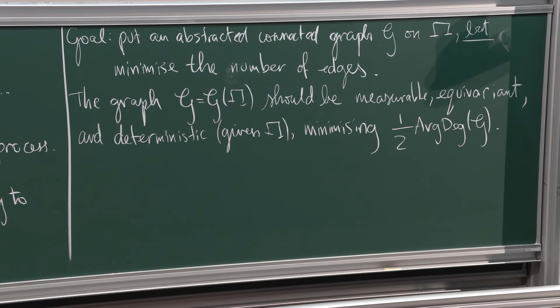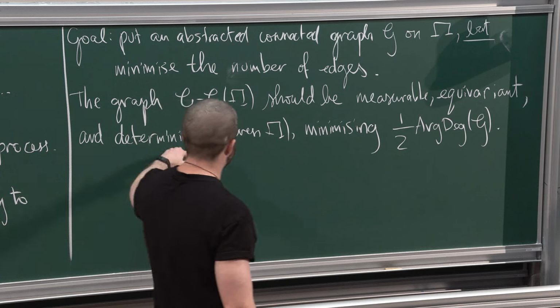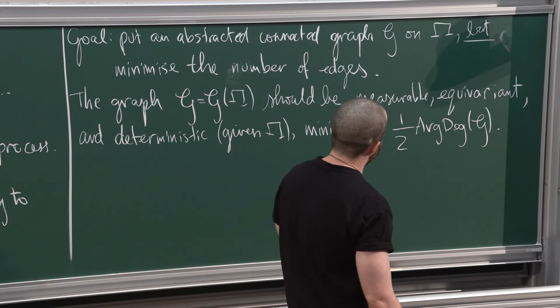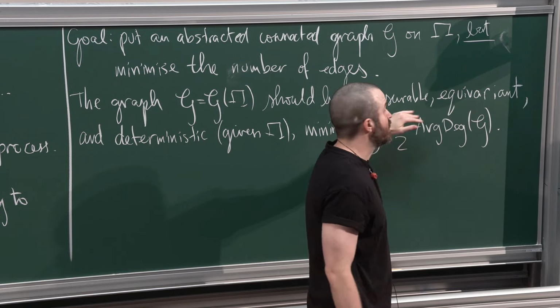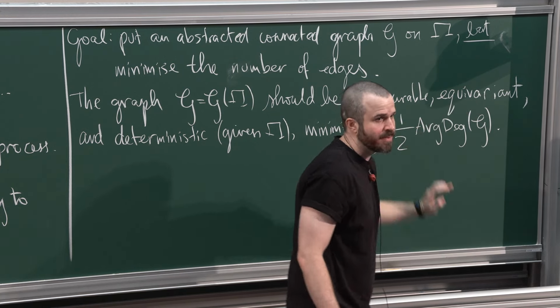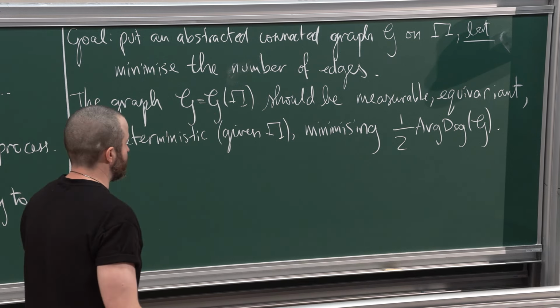But it satisfies the other conditions. Why do we put these other conditions here? Measurability, equivariance, this strange one about determinism. What I'll point out is that if you drop any one of these conditions, this problem is trivial. Okay, this is something you'll see in the exercise sessions. And we're trying to do something difficult.